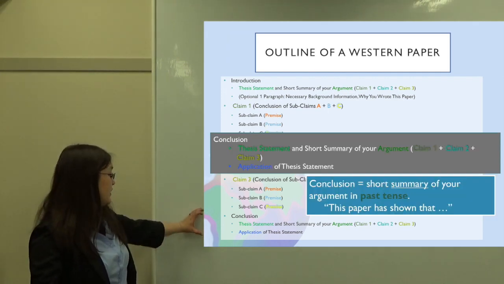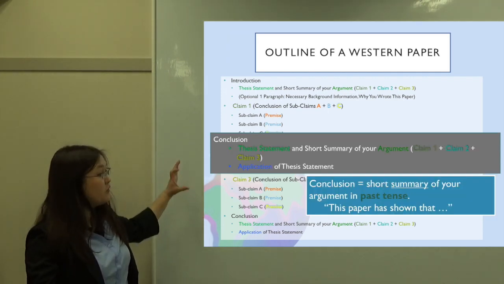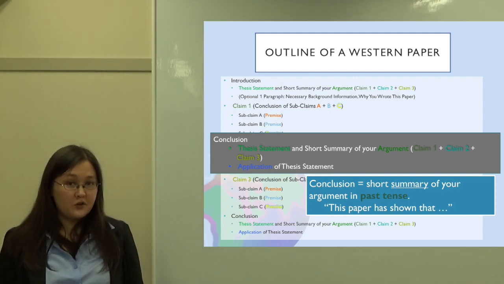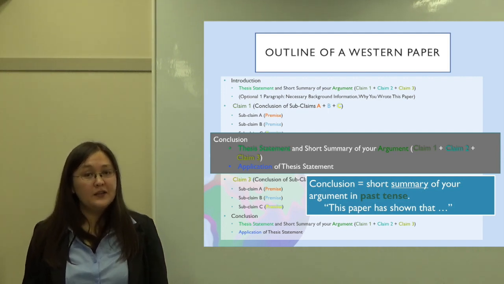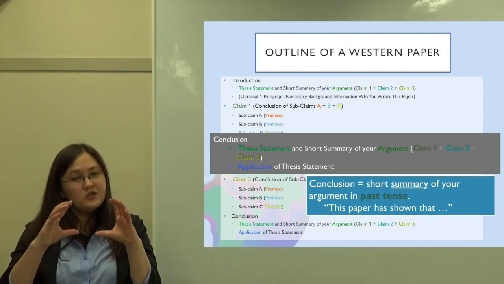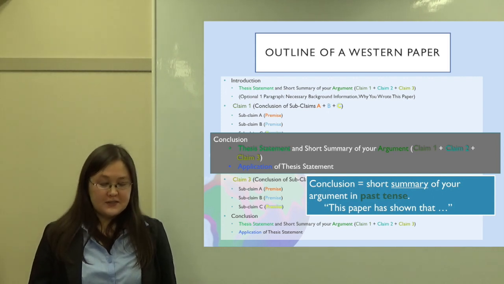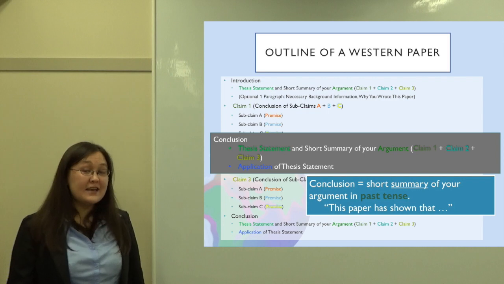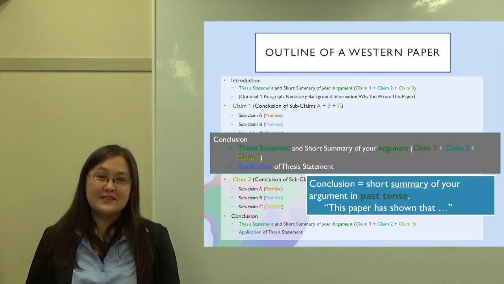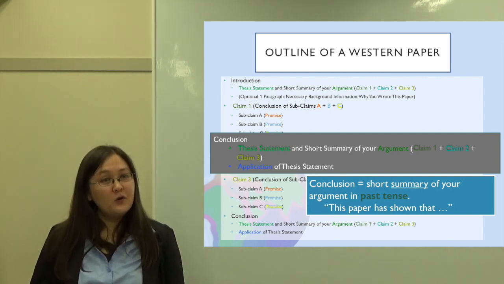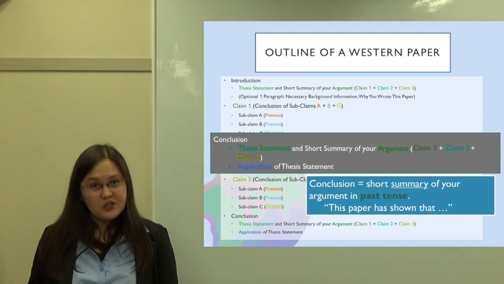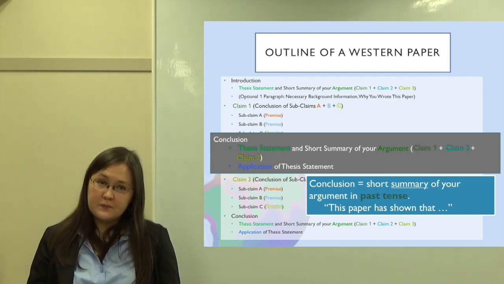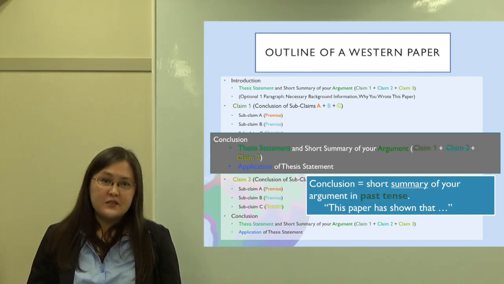And as I said, the conclusion at the bottom is going to be, again, your thesis statement and a short summary of your argument, which is claim 1, claim 2, and claim 3, shortened into 1 to 3 sentences. And then the last part of the conclusion is the application of your thesis statement. This is the part where you can be creative, use your imagination, include your opinion. The application means, so what?